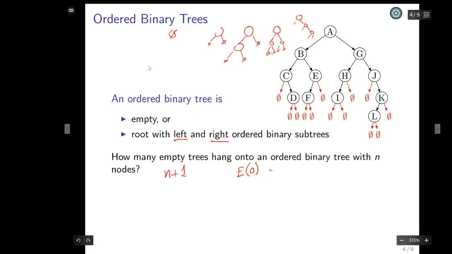This is the number of empties in, let me use a letter, n. E of n is the number of empties in a tree with n nodes. Notice that nodes, by the way, do not include empties. Empties are empties. Nodes are nodes. Nodes can be leaves or they can be internal nodes, but empties are just empty. Okay, so E of n is the number of empties in the tree. What is E of 0?